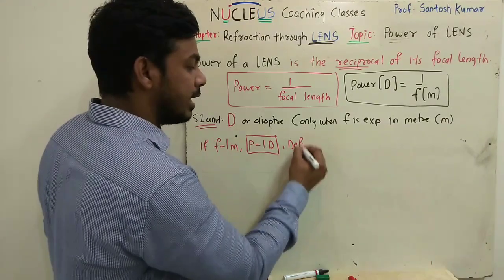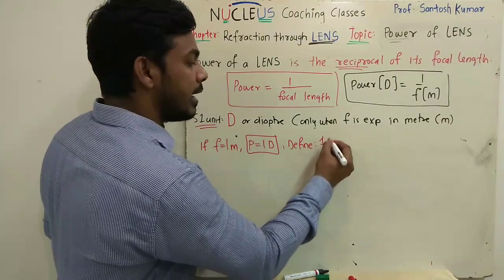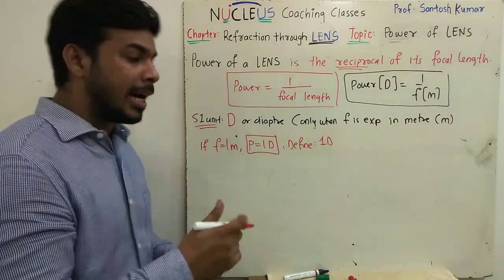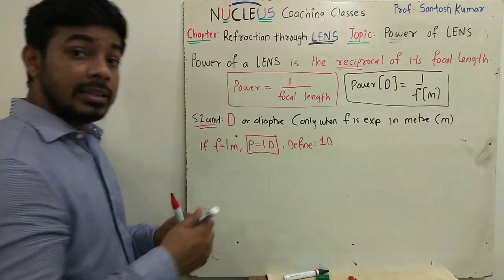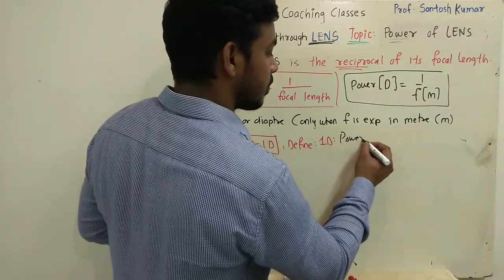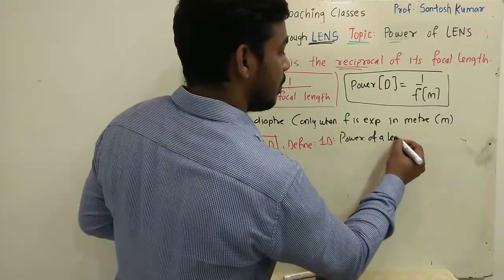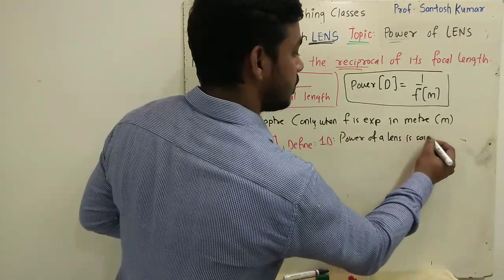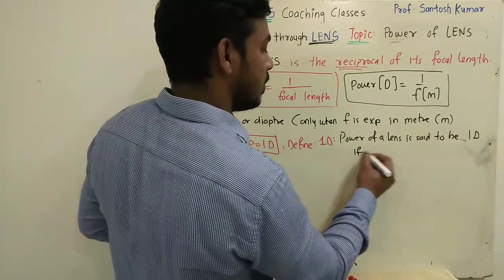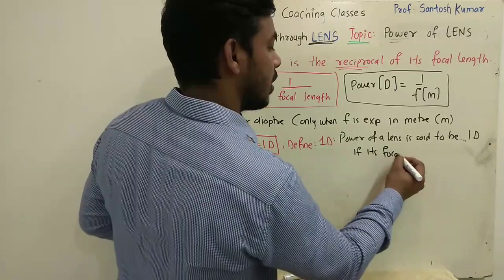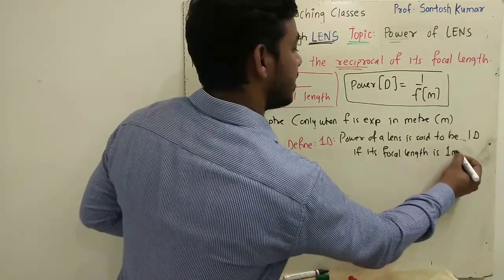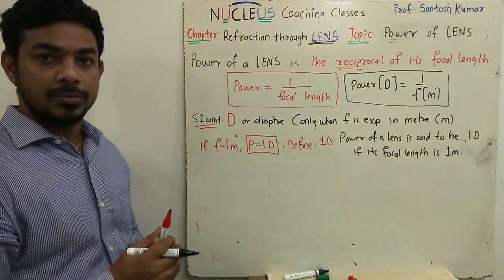So how can I define 1 diopter? The power of a lens is said to be 1 diopter if its focal length is 1 meter, or unity. You can say the power of a lens is said to be 1 diopter if its focal length is 1 meter. Very simple.